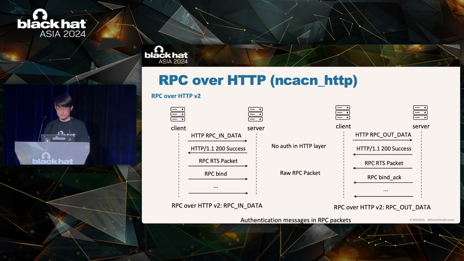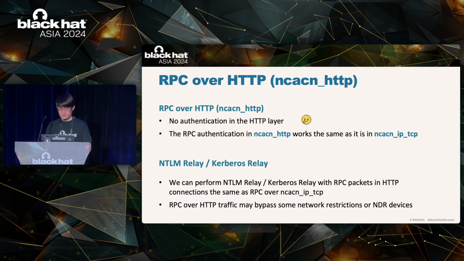RPC over HTTP version 2 is a bit more complex than version 1. But the same as version 1, there's no authentication in the HTTP layer. The authentication is only in the RPC packet. So as for ncacn_http, we can relay NTLM. We can perform NTLM relay and Kerberos relay too, with RPC packets in the HTTP connections, the same as RPC packets over ncacn_ip_tcp. In comparison to ncacn_ip_tcp, RPC over HTTP has the potential to bypass some network restrictions or NDR devices in some situations.